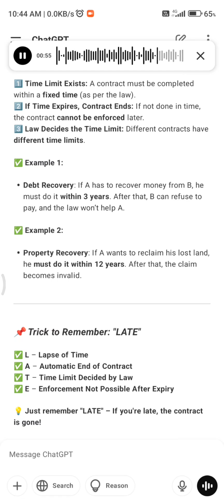Trick to remember: LATE. Lapse of time, automatic end of contract. T: Time limit decided by law. E: Enforcement not possible after expiry. Just remember, LATE. If you're late, the contract is gone.